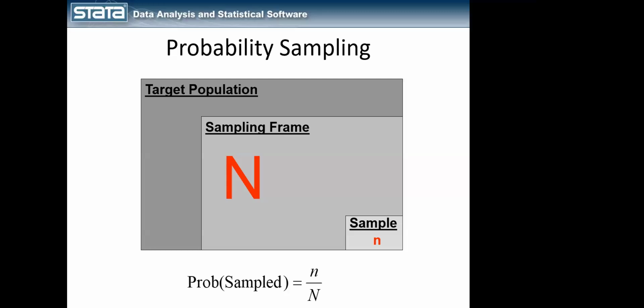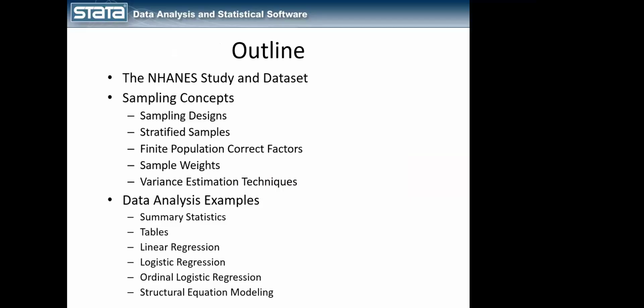And then we're going to draw a sample of size little n from that target population or that sampling frame, capital N. So if I know both of those numbers, I can calculate the probability that any particular member of the sampling frame is actually sampled. It's just little n divided by big N. Okay. So that's probability sampling, and it's an important characteristic of survey sampling. And that kind of differentiates it from the rest of the world of statistics.